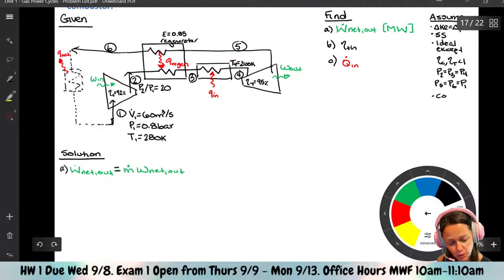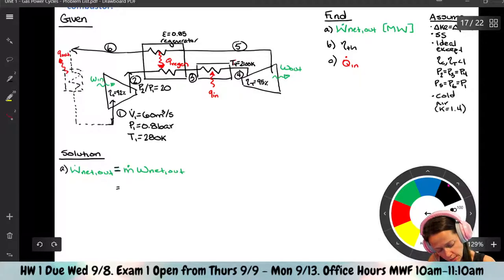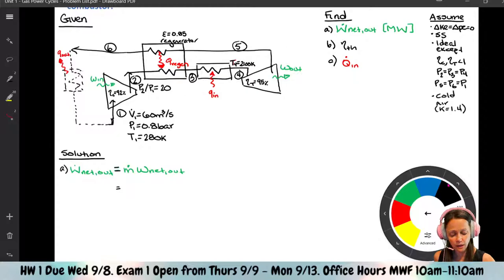I think I didn't put cold air standard in my assumptions, but that is something I'm going to use. Yeah, it says cold air, so yeah, cold air. 1.4 is what I'm going to be using for k. So everything's going to be in terms of CP delta T, but my M dot is probably something that I've got to think about.